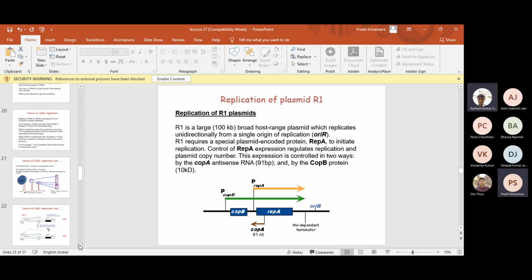Ma'am, there is a termination region in the circular plasmid for ending the replication, and it always keeps on firing at different origins of replication, like in the theta model. So it doesn't stop any time, I think. No, it stops. Who told you it doesn't stop?